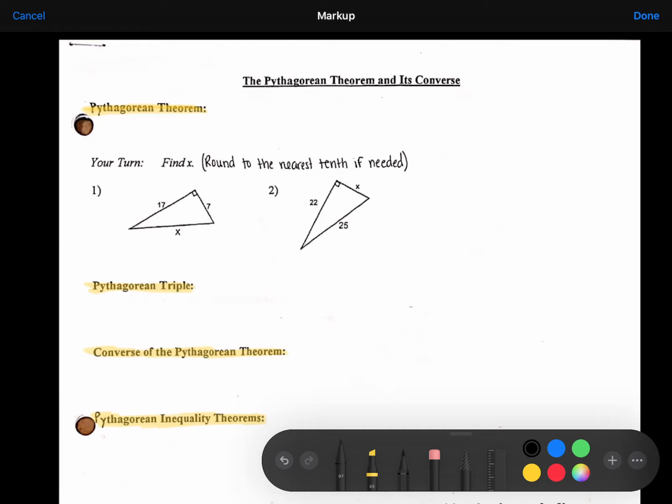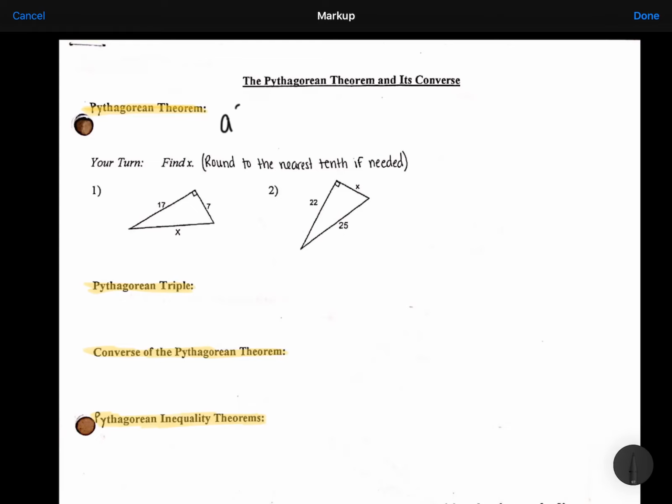Just as a quick review, the Pythagorean theorem, remember, is leg squared plus leg squared equals the hypotenuse squared. We use the letters A, B, and C. A and B are legs, and C is the hypotenuse. If you recall, your hypotenuse is always the longest side of a right triangle, and it is located across from the right angle. So we generally use C to represent the hypotenuse, and the two legs are A and B. They're interchangeable. It doesn't matter who you call A and who you call B.